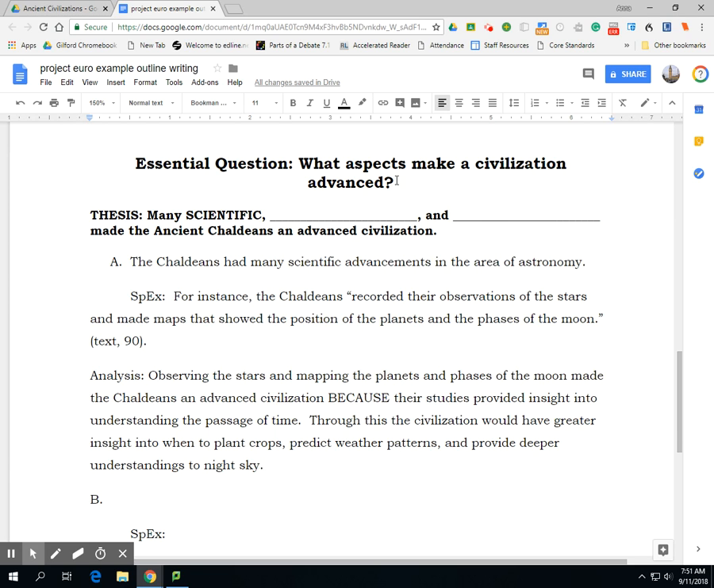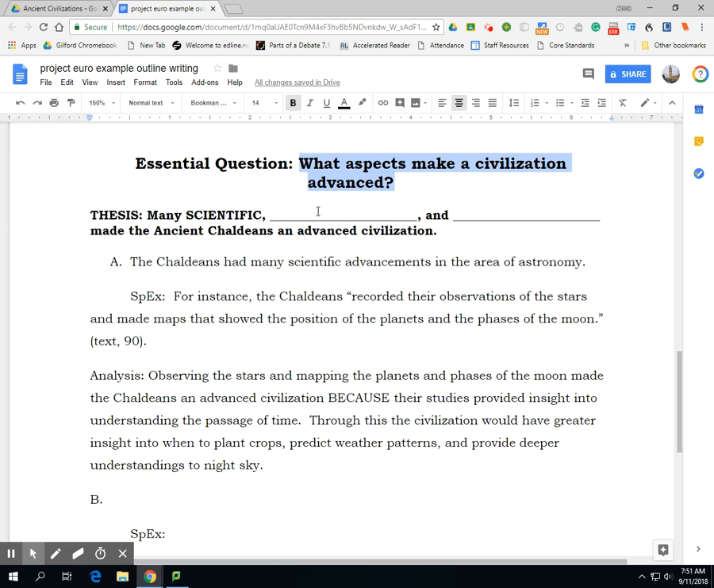So, the first thing that happens on your outline is you'll notice that there's a question. And the question that I'm asking is what aspects make a civilization advanced? We defined what the word advanced means, which means further along in skill or knowledge. And the idea was you're trying to determine as your civilization developed things and found new knowledge and created new things for their civilization, what were things that made them more advanced than a civilization that didn't have those aspects?